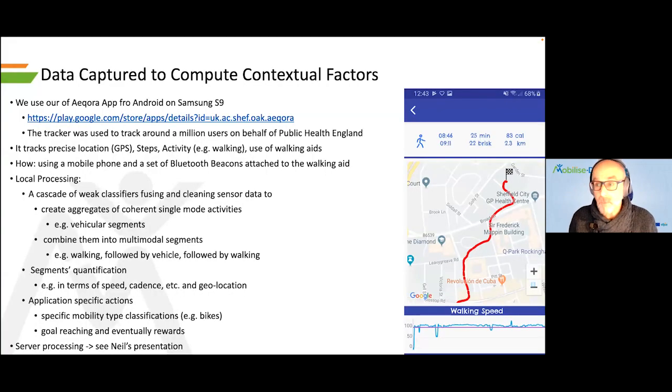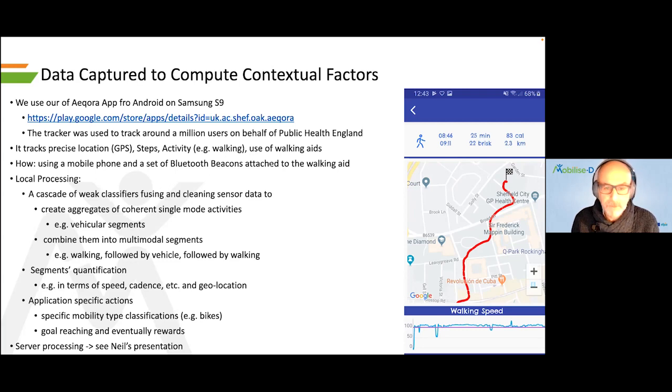What we did is we collected data for the contextual factors through mobile phones. So we use an application that we've developed over the years. It's called the Core app, and we use one specific model of a phone that was a Samsung S9. I will mention in a moment why. The algorithm behind the Core app was used to track around 1 million people in the past, so it's a rather robust technology. And what we measure are a number of variables, but the most obvious ones are location as GPS location and network location, steps activity, so if they're walking, they're cycling, or what they're doing, and the use of walking aids.